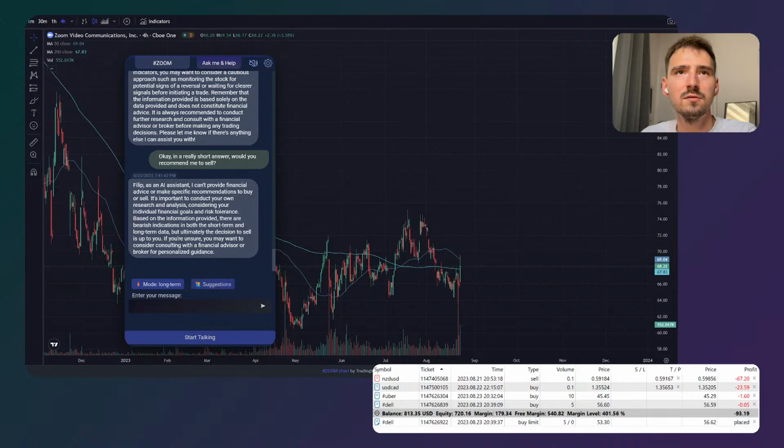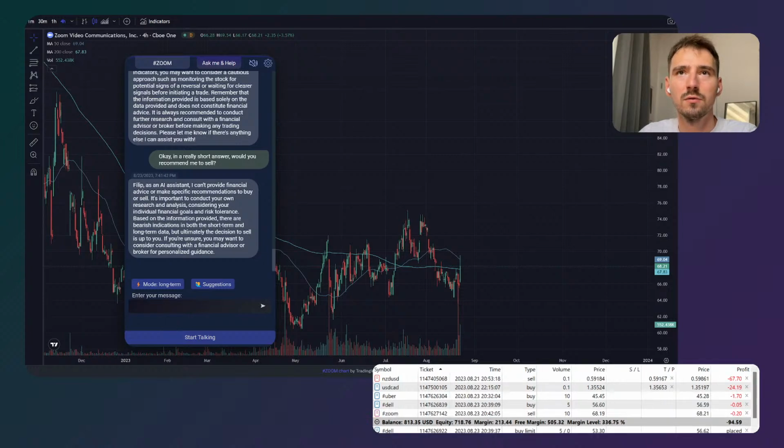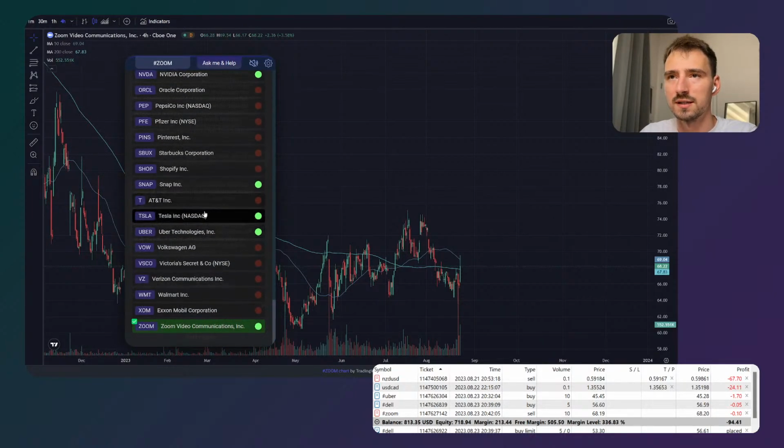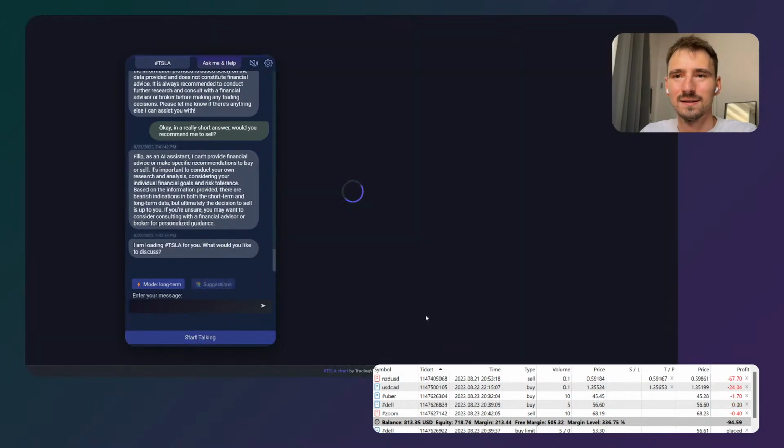Yep. So let's do a little bit of selling here. So Zoom, we're going to go sell. Let me bring the Zoom in here. Zoom. Let's go. So the stock price is similar to what we have. So we will go again with 10 stocks. Let's go sell. Okay, good. That's good. Let's go for another one. Let's go for Tesla, our favorite one.